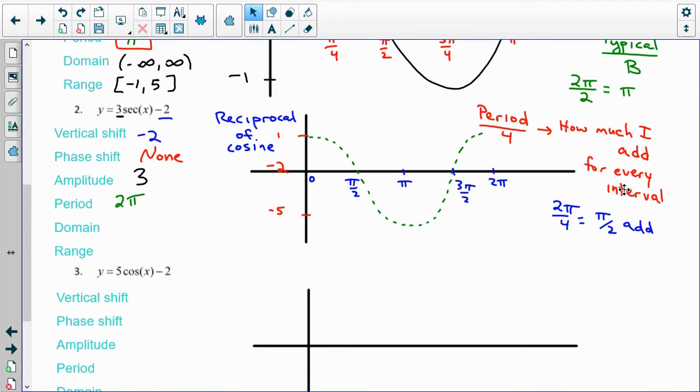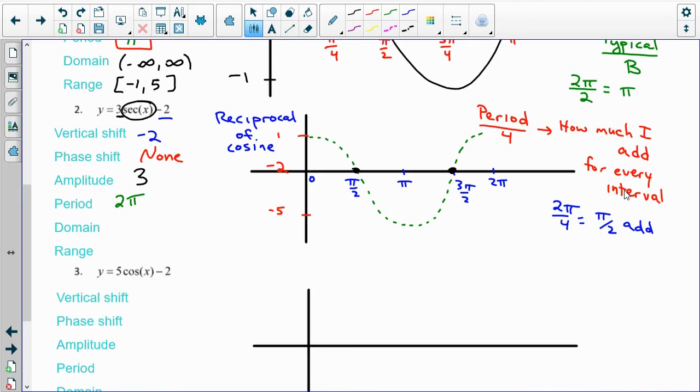Now, remember, I'm graphing the reciprocal of cosine. So what I have to realize is that anytime I'm at the midline, in this case pi over 2 or 3 pi over 2, that's like this function being 0. So if I subbed in pi over 2, I'd get 3 times 0 minus 2. So the cosine is 0, which means the secant is undefined. So at pi over 2, the secant is undefined.